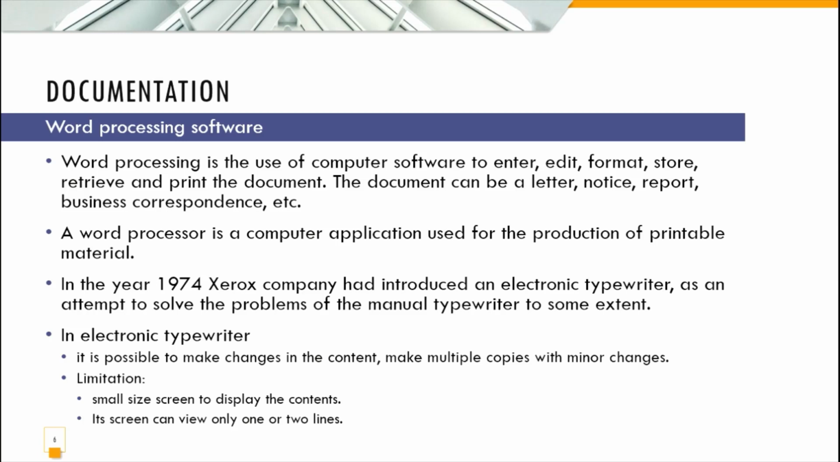A word processor is a computer application. It's a software which produces the document in a printable form which can be printed. In 1964, the Xerox company invented and introduced the electronic typewriter into the market. So it replaced the manual typewriter. Now we will talk about the electronic typewriter. It is possible to make changes in the content, make multiple copies with minor changes. You cannot change more and more, but yes, minor changes can be done.